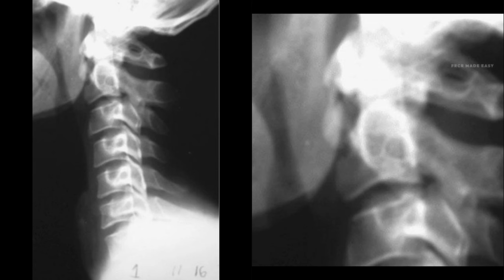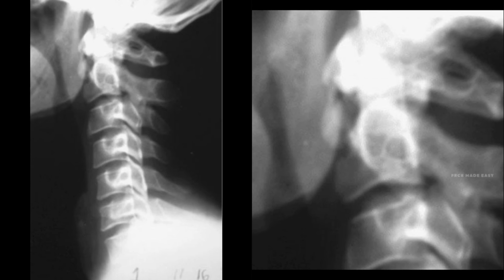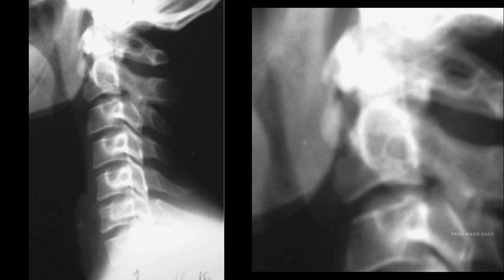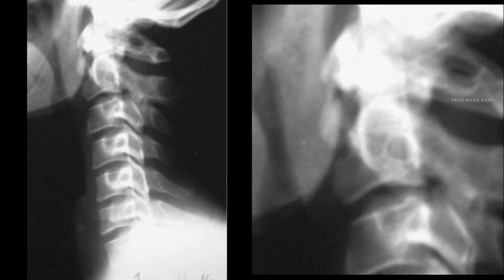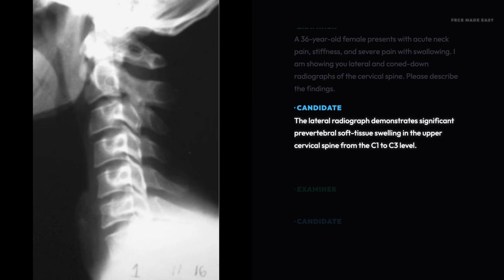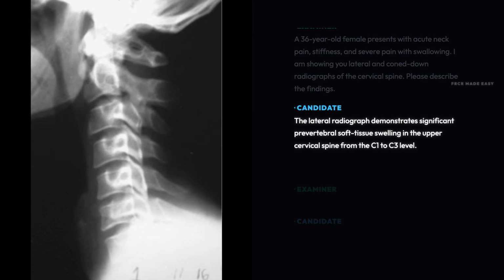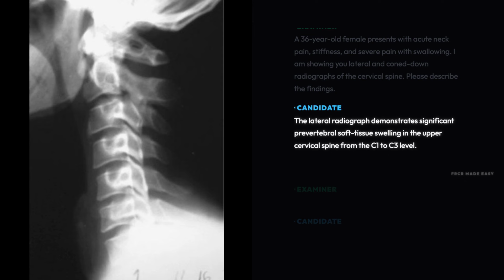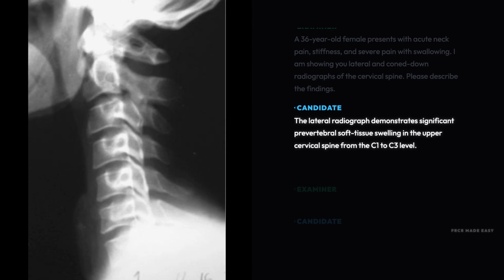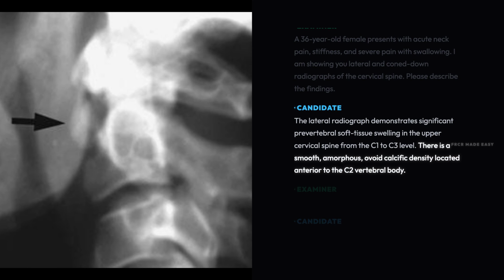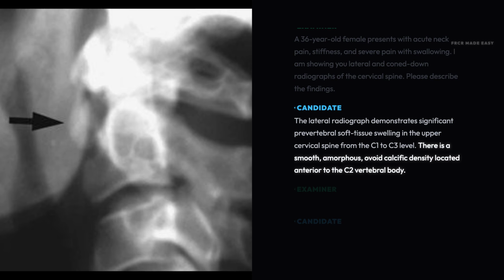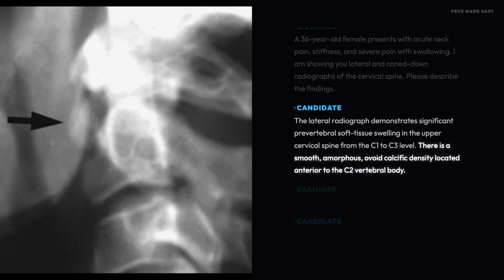A 36-year-old female presents with acute neck pain, stiffness, and severe pain with swallowing. I am showing you lateral and cone-down radiographs of the cervical spine. Please describe the findings. The lateral radiograph demonstrates significant prevertebral soft tissue swelling in the upper cervical spine from the C1 to C3 level. There is a smooth, amorphous, ovoid calcific density located anterior to the C2 vertebral body.